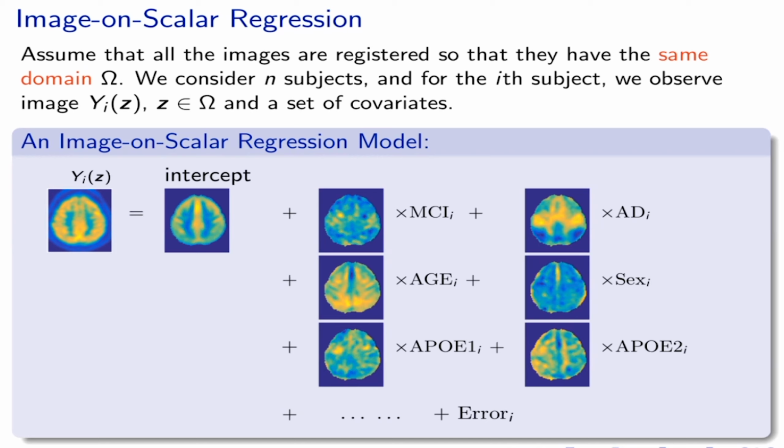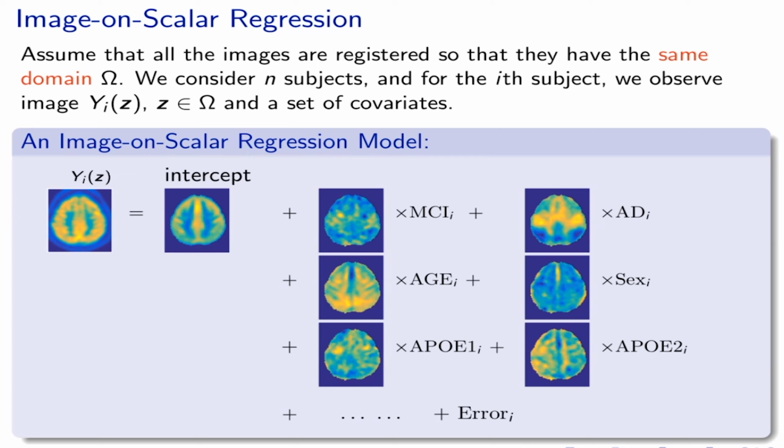And here the MCI and AD are dummy variables for mild cognitive impairment and Alzheimer's disease. If a subject is diagnosed with Alzheimer's disease, then the dummy variable AD is equal to 1, MCI equal to 0. If he or she is diagnosed with mild cognitive impairment, then MCI equal to 1, and AD equal to 0. If both of these variables are 0, then that indicates this patient is cognitively normal.